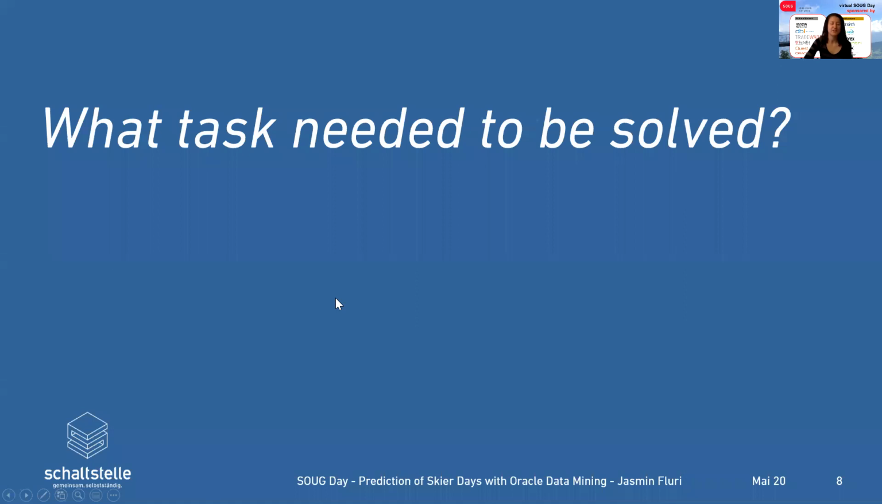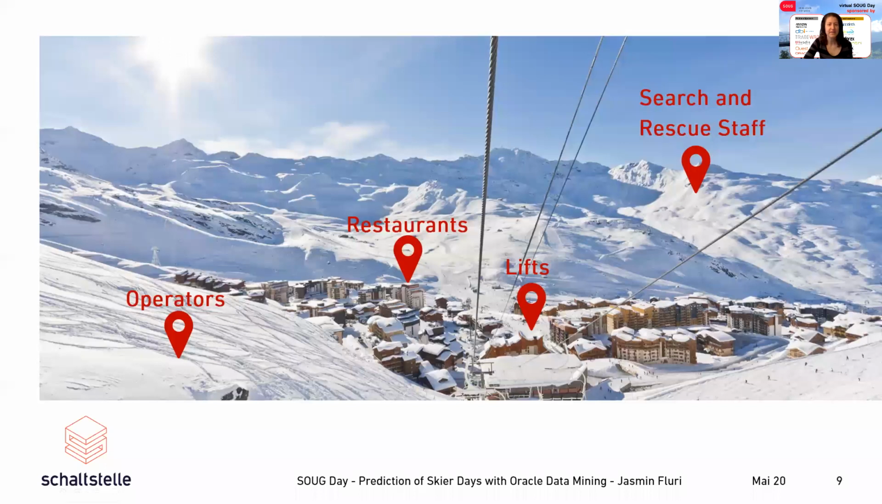Now, what task did our industry partner need to solve? A large skiing area in Switzerland consists of many, many different components. They have ski lifts, they have restaurants, they have staff for operating the lifts, staff for restaurant, of course, staff in search and rescue, as well as administration and back office. Usually, they are organized like a normal enterprise.